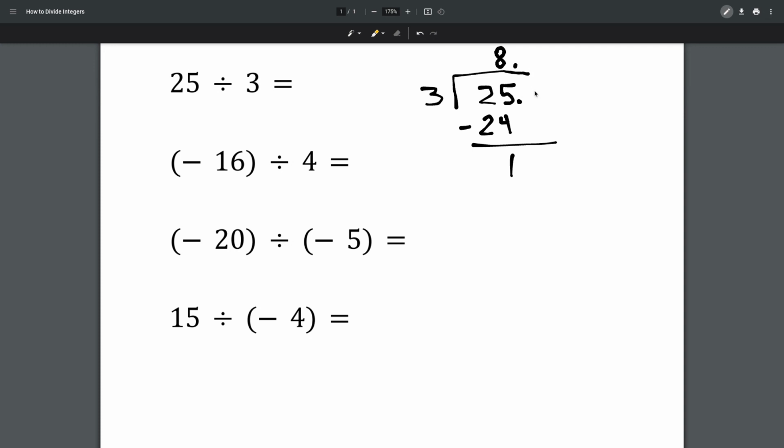Here's where the decimal point is, so I'm going to put this here. And you'll see here we're going to get a non-integer result. I'm going to add a 0 and bring it down. Okay, so now I have 10 here. How many times does 3 go into 10? Well, it goes in 3 times. Okay, so 3 times 3 is 9. And we have 10 minus 9, which is 1. We add another 0. Bring it down.